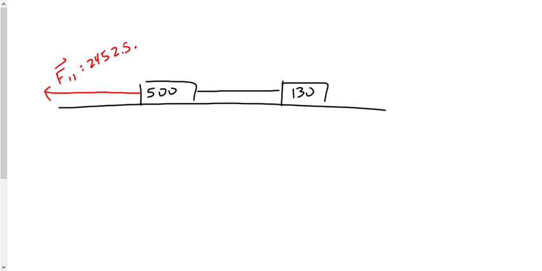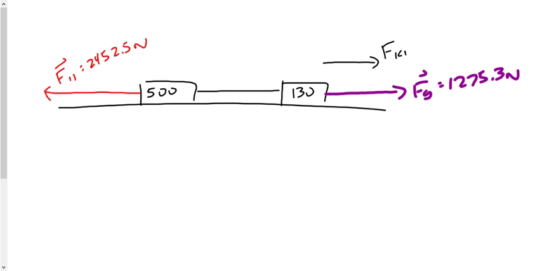If we straighten it out, pretend it's horizontal here. We have a 500 kilogram object right here, and a 130 kilogram object right here. That's the mass of the person and the elevator. We have F parallel to the left of 2452.5 newtons. We have FG over here, which was 1275.3 newtons. And we have not the force of static friction, but the force of kinetic friction over here.